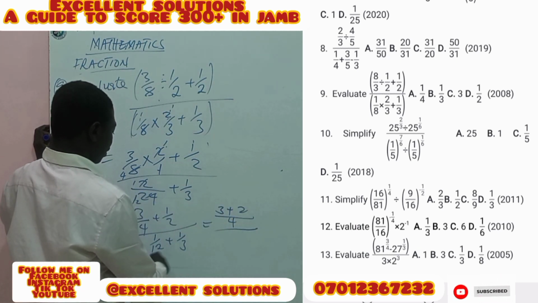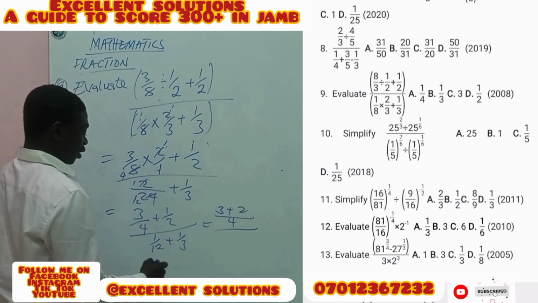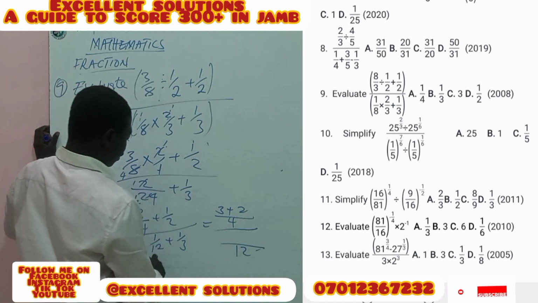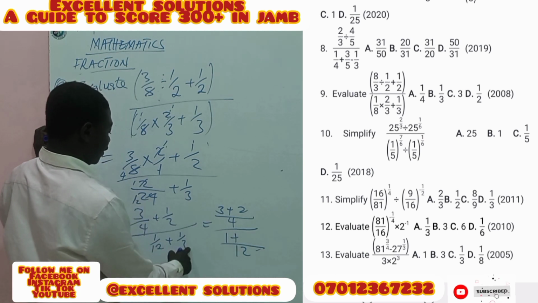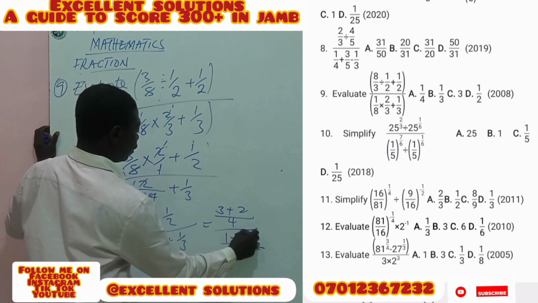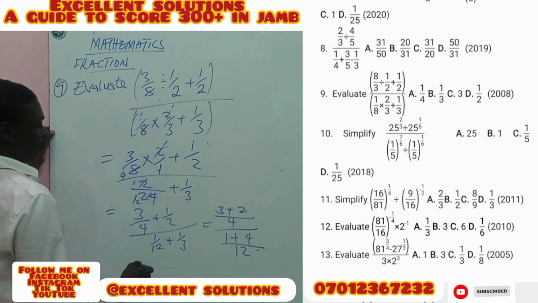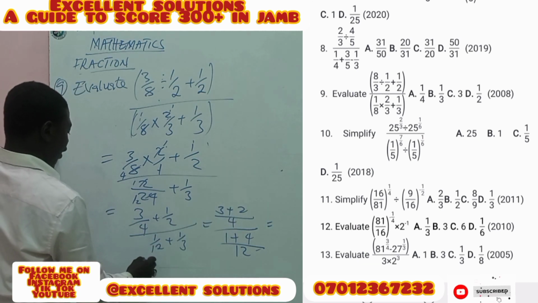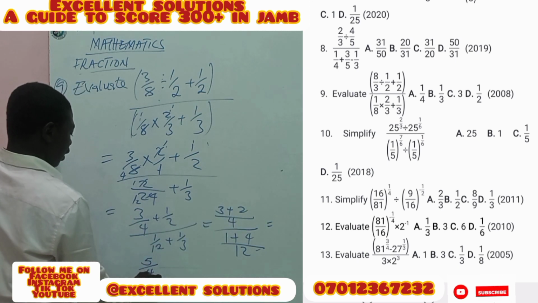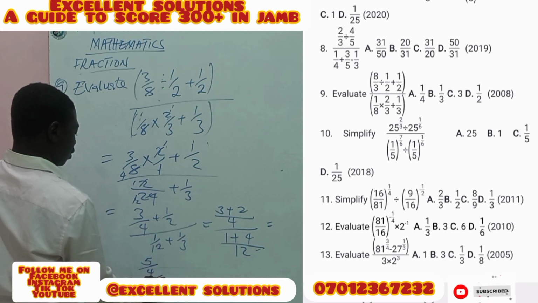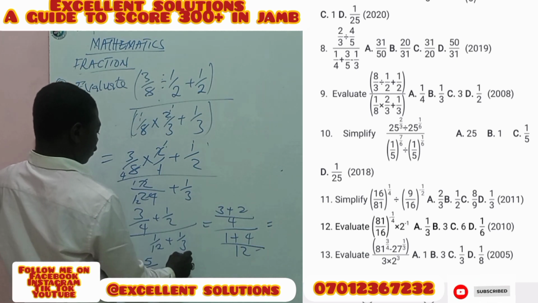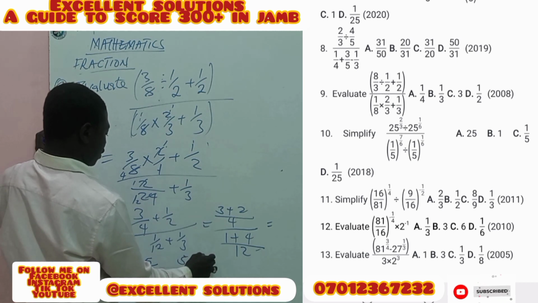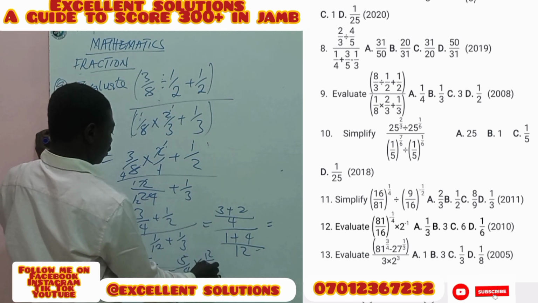All upon the LCM of 12 and 3 is 12. So if we have 12 here, 12 divided by 12, we have 1. 1 times 1 is 1 plus 12 divided by 3, we have 4. 4 times 1, we have 4. So the whole of this one will now become 3 plus 2, we have 5 upon 4. Then upon 1 plus 4, we have 5 also upon 12. So this now becomes 5 upon 4 times 12 upon 5.